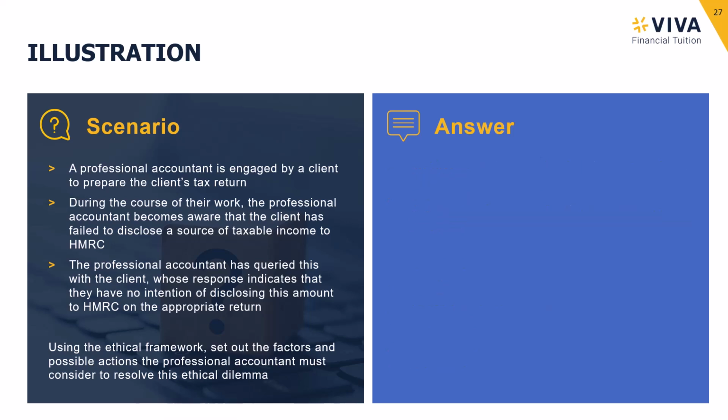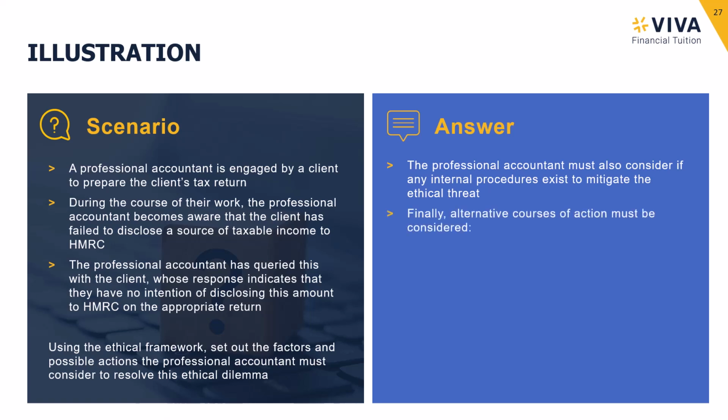The next thing the professional accountant needs to consider is, if they are working within a firm, are there any internal procedures that exist and need to be followed to mitigate the ethical threat? Once the relevant facts have been gathered, the ethical principles and threats have been considered, and any internal procedures have been considered and followed, the next thing to do is to look at the alternative courses of action. And the most likely scenario that we would see here is as follows. Firstly, the professional accountant would advise the client to disclose the income and also set out the penalty implications of failing to do so. And that advice and the penalty implications should be set out in writing.